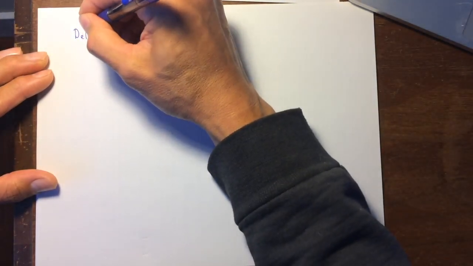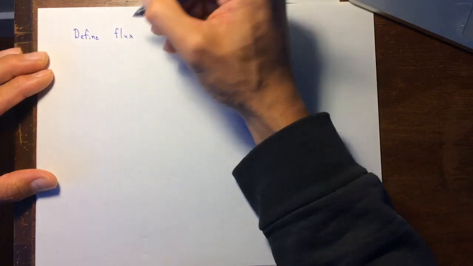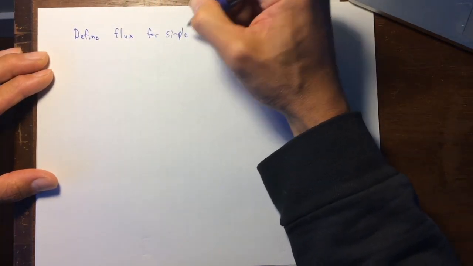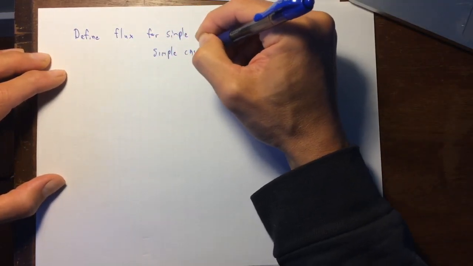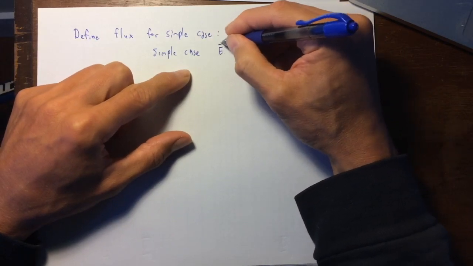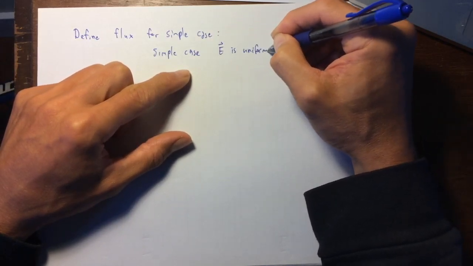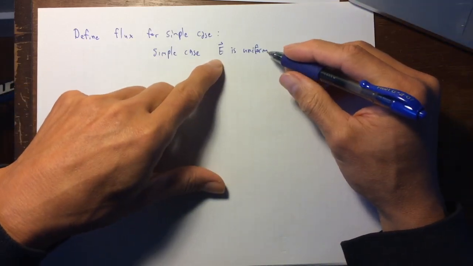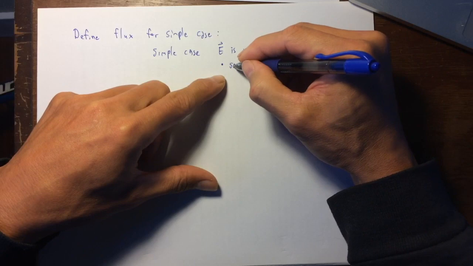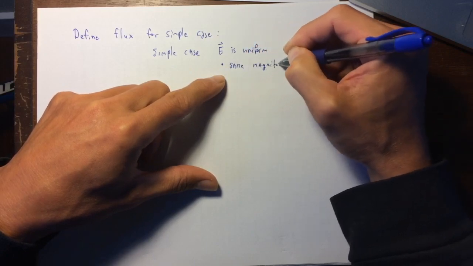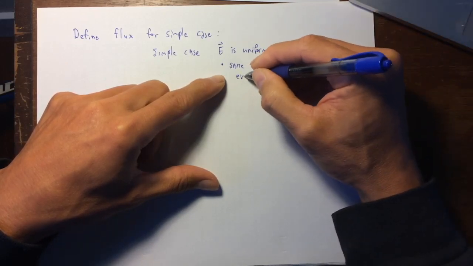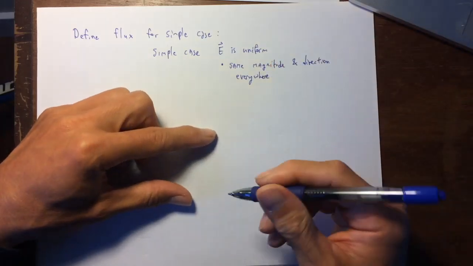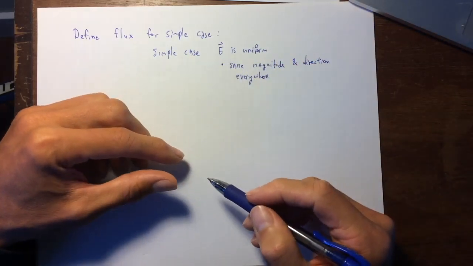So what we're going to do is define the flux for a simple case. In the simple case, the electric field is uniform, which means the same magnitude and direction everywhere. So that's what uniform electric field is.